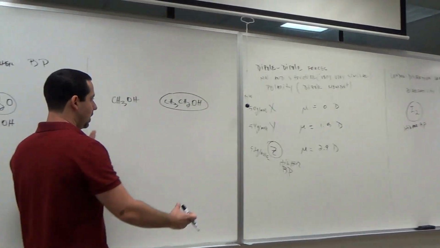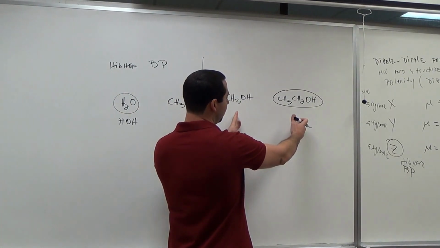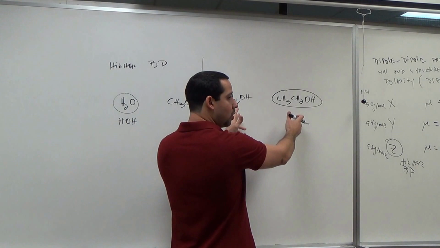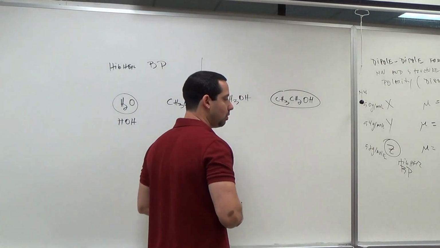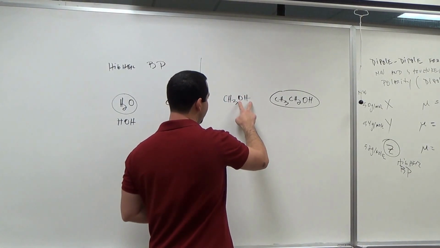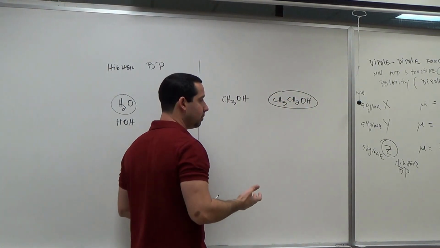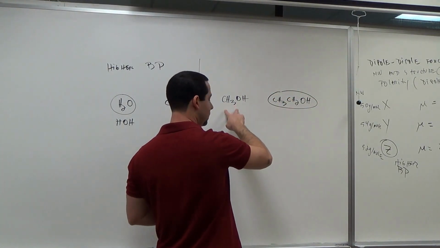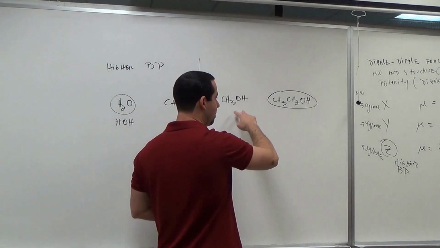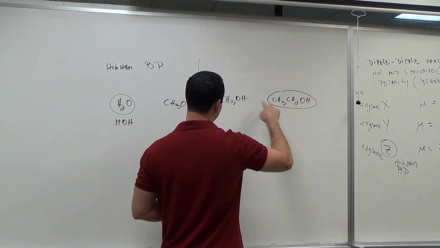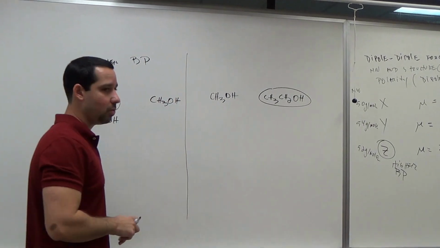let's say that the dipole for these two is going to be the same. Okay? This OH here and this OH is what determines the dipole for the whole thing. And this is polar and this is still polar. But what is this different from here? The molecular weight is different.